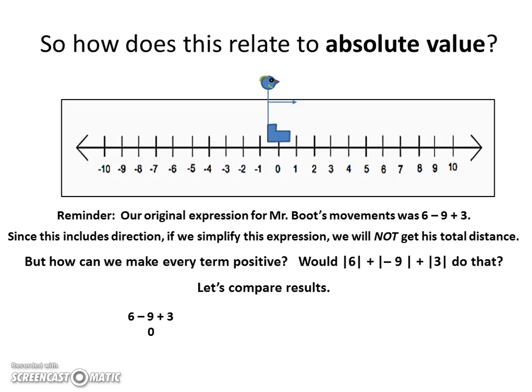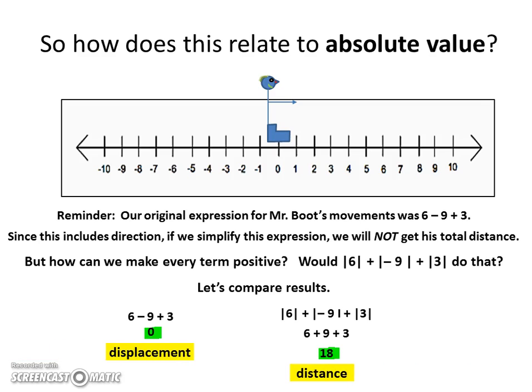6 minus 9 plus 3 is 0. The absolute value of 6 plus the absolute value of negative 9 plus the absolute value of 3 gives us 6 plus 9 plus 3. And if you see the sums, on the left we get 0, on the right we get 18. The left is our displacement. The right is our distance. And you can see in this problem he ends up right back where he started from. So his displacement is 0. He's 0 away from where he started from.